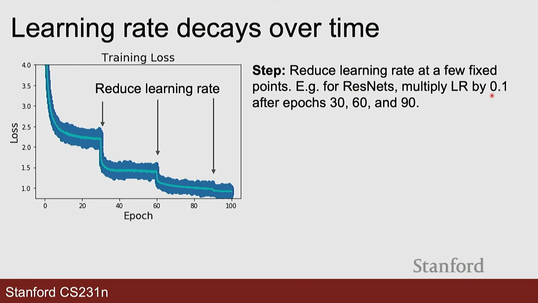So this can resolve the issue of where your learning rate is too high for you to be able to converge any further. So then you reduce it and you're able to get lower into the loss landscape. And this is really commonly used when training ResNets. So that's a very popular type of convolutional neural network, which we'll discuss later in the course.